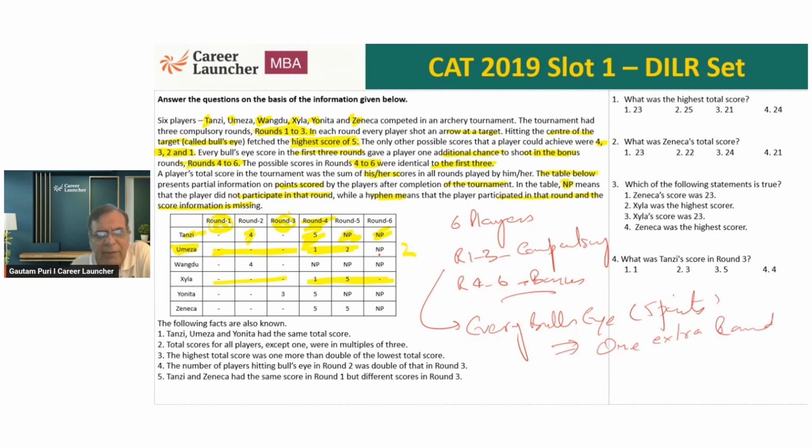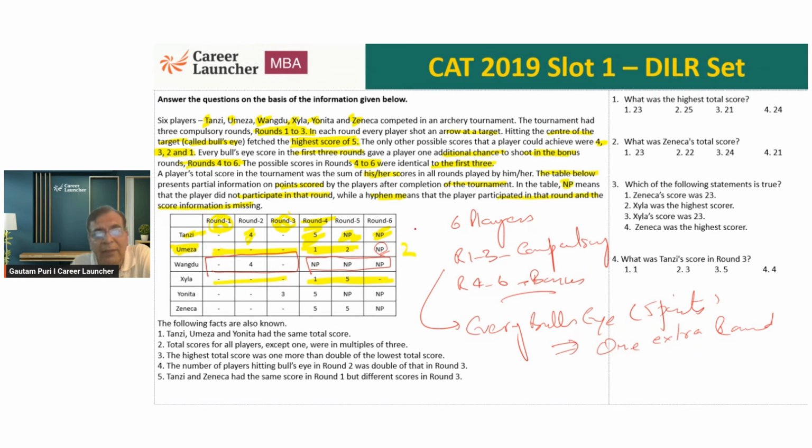Secondly, NP means did not participate. So if you have not participated, that means you would not have got the bullseye in that round. Okay. For example, Wangru did not participate in round 4, 5, 6. That means Wangru did not get a bullseye in any of these 3 rounds. Okay. Done, clear? Chalo. What is the next thing to do?